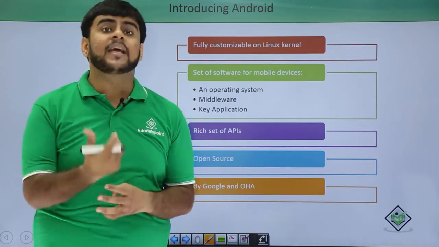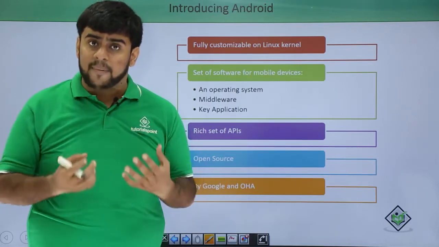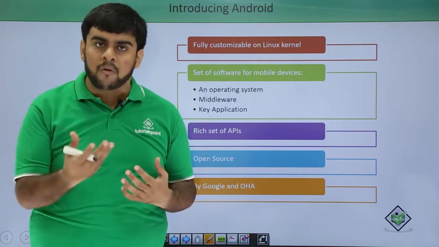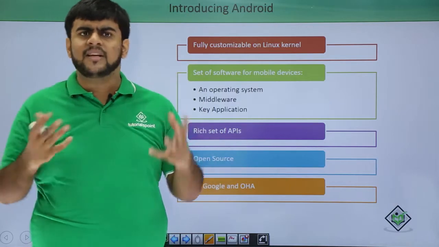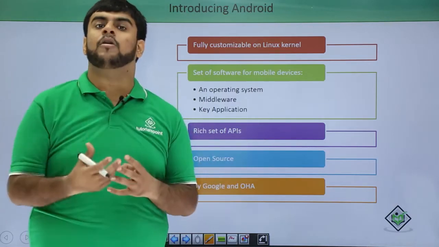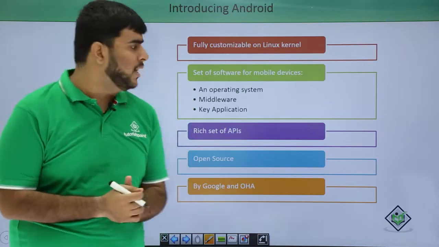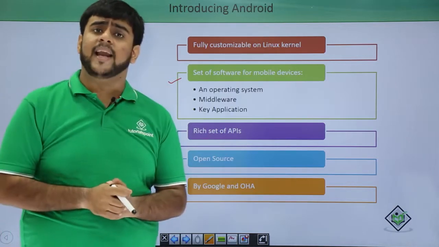Now what do we mean by key applications? Key applications are nothing but the applications that are inbuilt in our operating system. Like for example, phone, SMS, logs, camera, Gmail, things that are already available on a pre-built operating system are known as key applications.